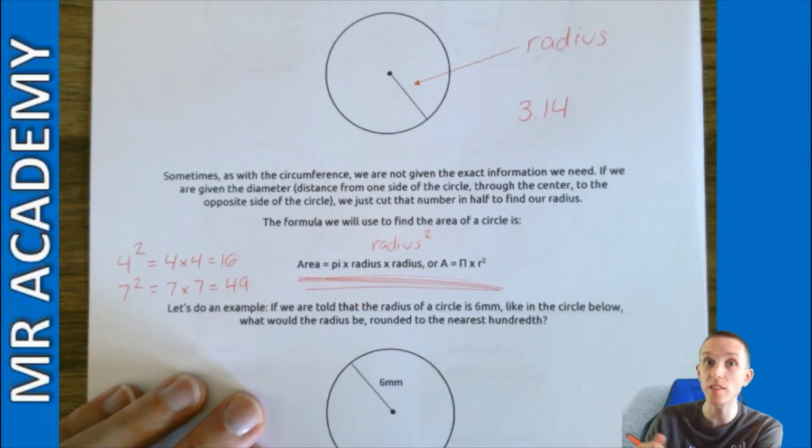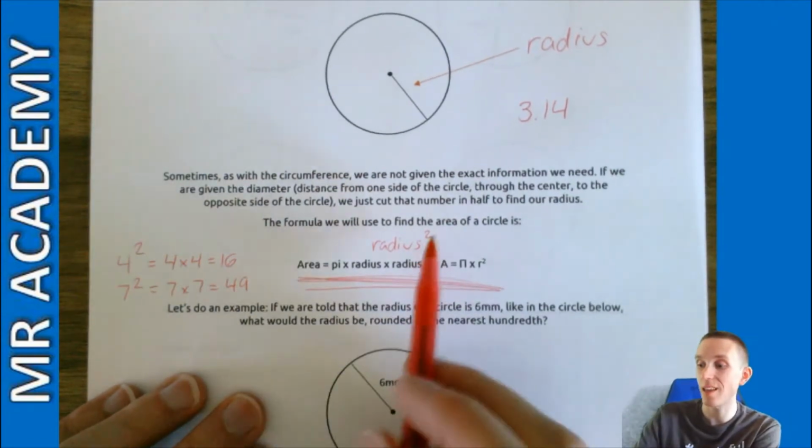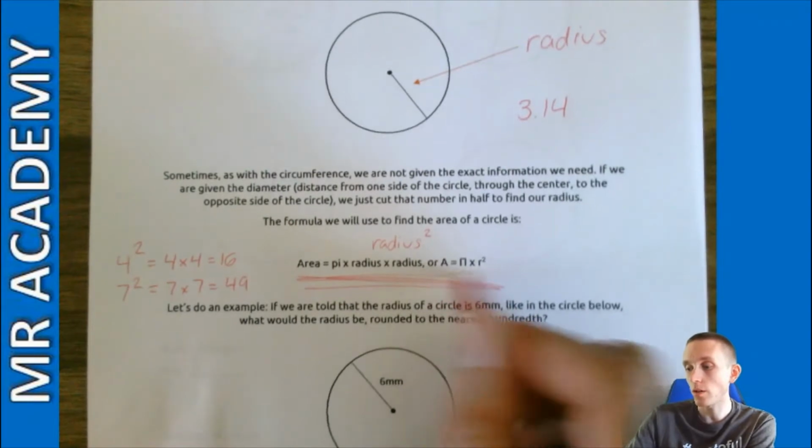Now, it's not the radius times 2, it's the radius times itself. That's why that little 2 can sometimes be confusing. But right here as well is the formula.